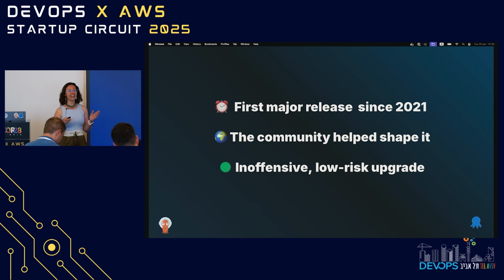And the second is that we're celebrating the collaboration with the community in this release, because we asked for Argo CD user feedback. And this invaluable feedback, which was related to performance and configurations in Argo CD, helped us shape this release. And the third thing that is very special here is, although it's a major release, it's very inoffensive and a low-risk upgrade, which means that we have only minor breaking changes, and upgrading to this release is almost as easy as upgrading to any minor release.